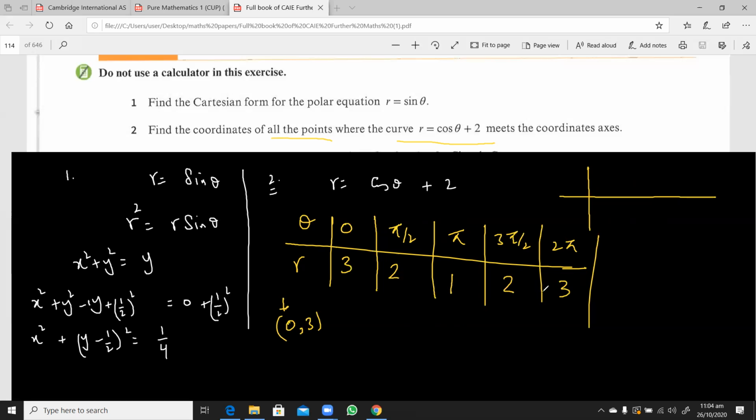Okay. I mean 3. So these points can be noted down as pi by 2, comma 2. Then you have pi, comma 1. Then you have 3 pi by 2, comma 2. And then you have your 2 pi, comma 3. So these are the points where your curve meets the coordinate axis. Okay. And from here, I'll be telling you how to sketch these graphs. Suppose we have to sketch r equal to cos theta plus 2. So most probably we need these points over here.